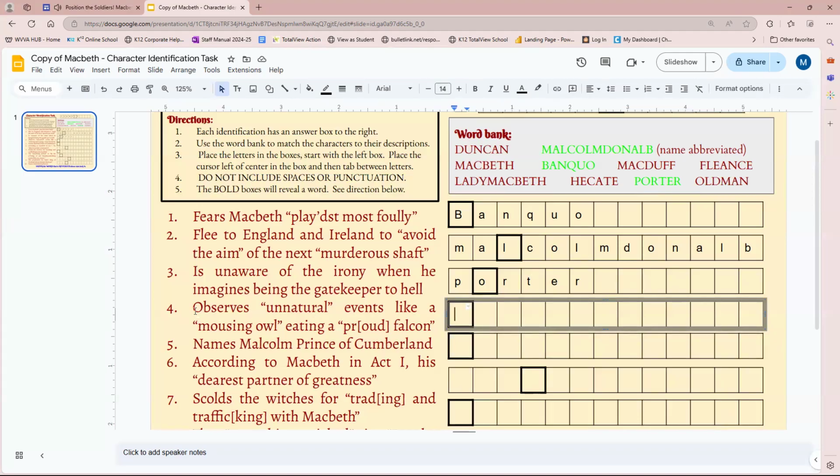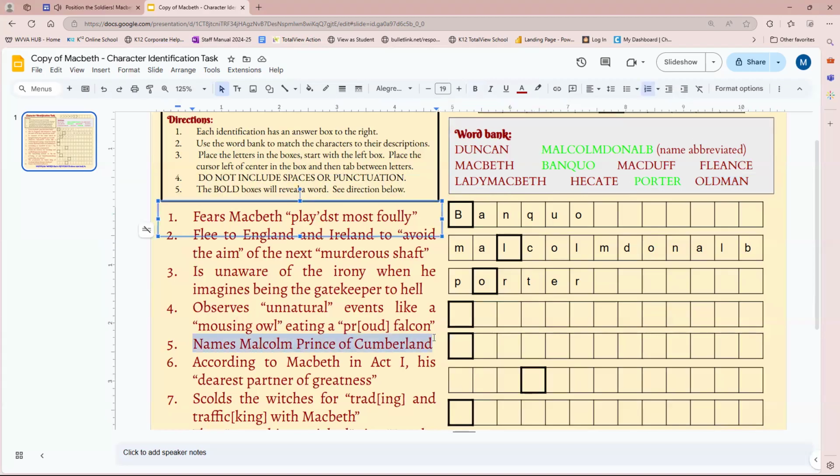Observes unnatural events like a mousing owl eating a proud falcon. We're going to come back to that one. And this is what I do. If I'm not really for sure, like I think it's the Old Man, but I'm not for sure, then I'm going to try to knock out some of these other words.